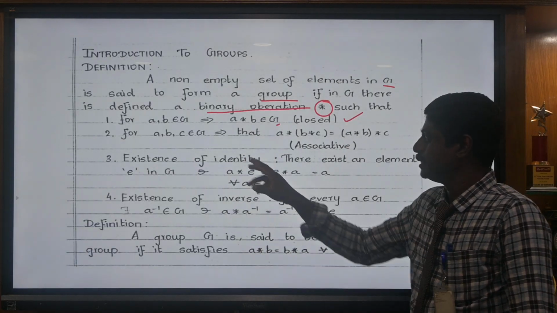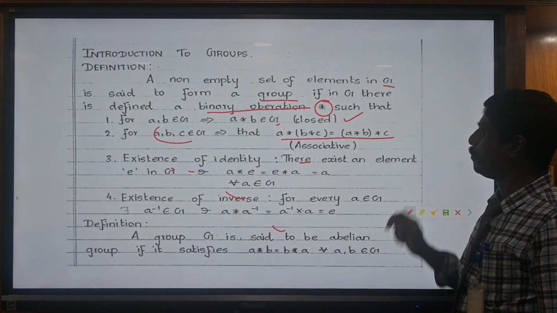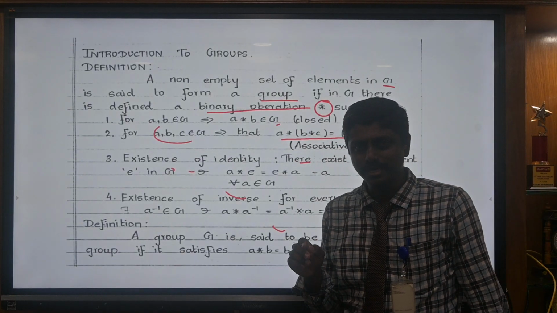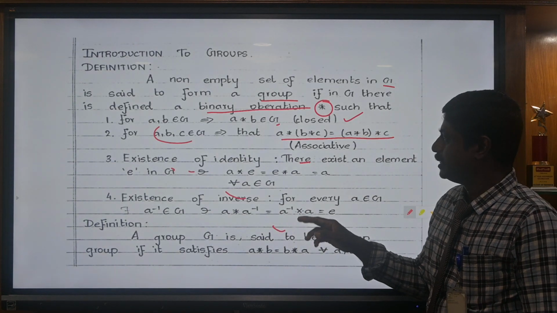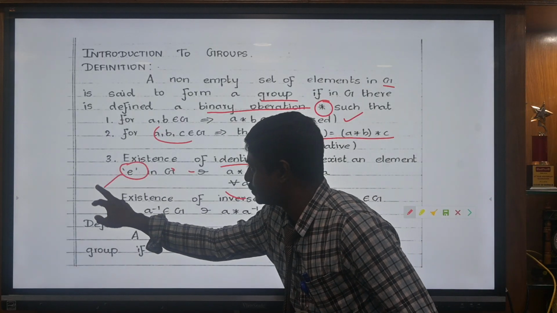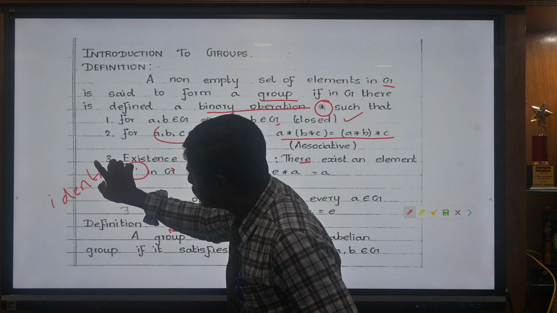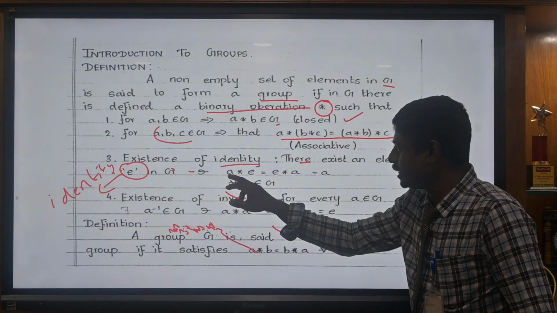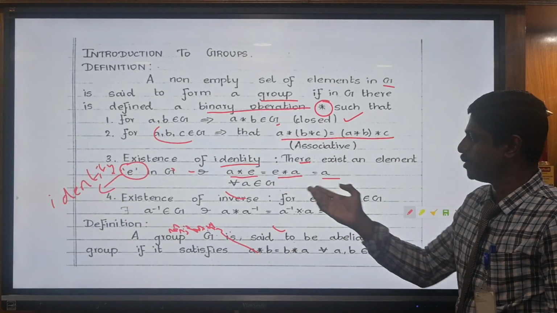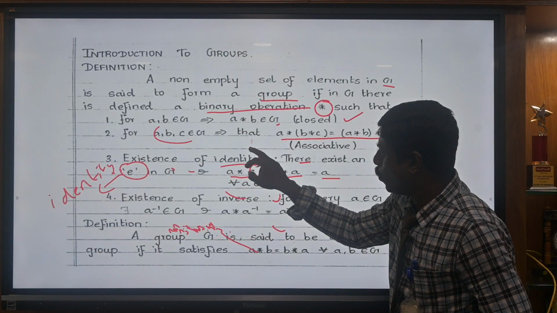And number two, for elements taken from G, that is A, B, C, this is the associative law: A star (B star C) equals (A star B) star C. Number three, identity element. There exists an element E, the notation of identity in the group, such that A star E equals E star A equals A. When you multiply any element with 1, you get the same answer. That's the concept.